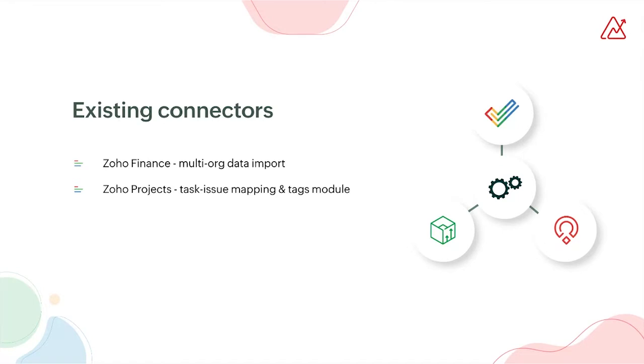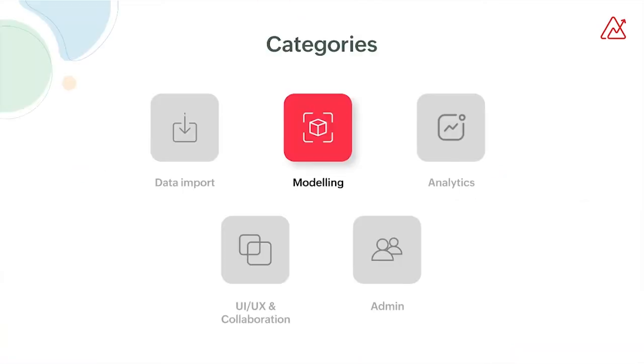For Zoho Projects, we have two enhancements. The integration now supports task issue mapping. This allows you to map your tasks with the associated bugs so you can easily create reports over them. We've also introduced the tags module that helps you add relevant descriptive tags to various reports in your Zoho Projects integration, so you can better analyze and streamline them. Advanced analytics for Zoho Recruit now supports synchronizing the referral module data as well.